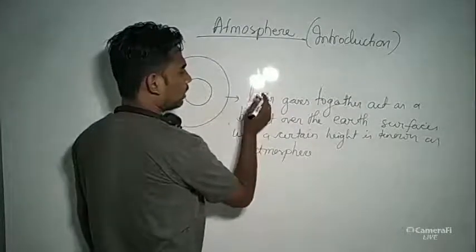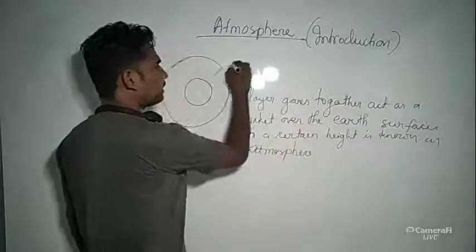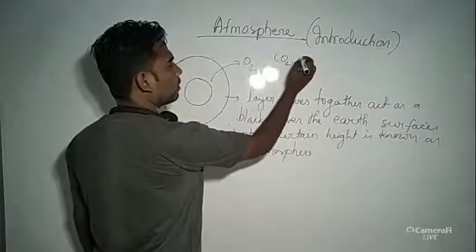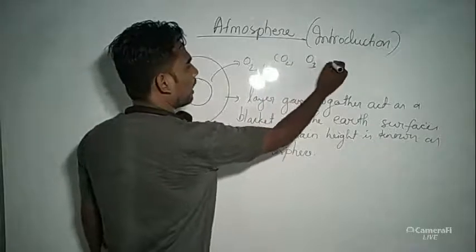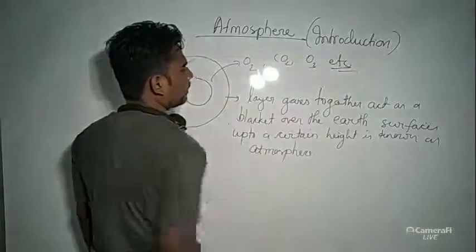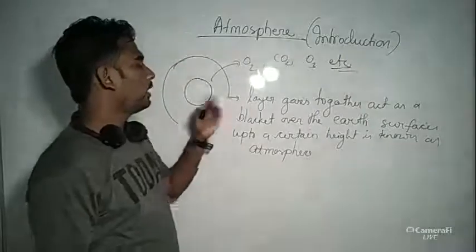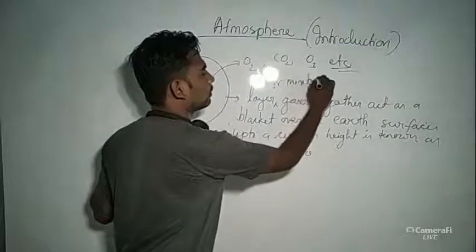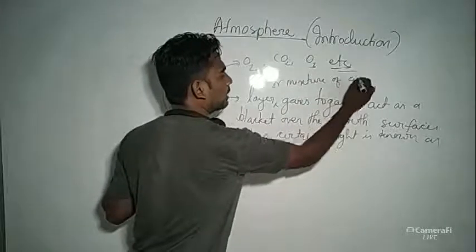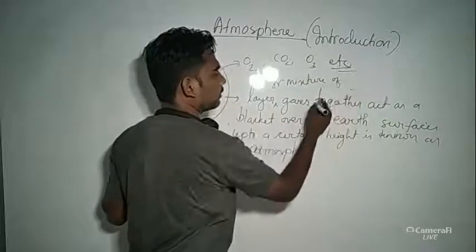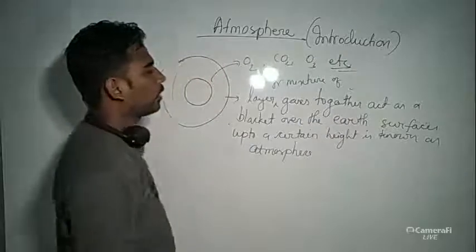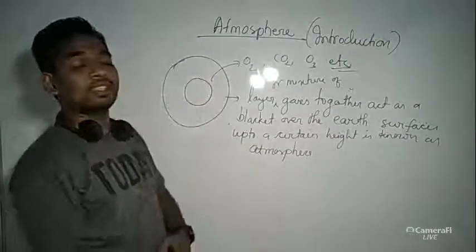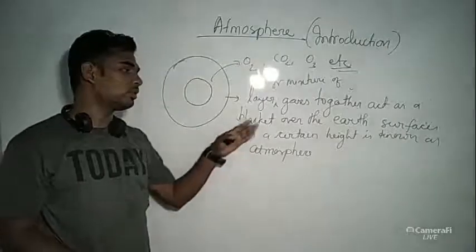Here we find different gases. We know about oxygen, carbon dioxide, ozone and many other gases. So here we find the layer or mixture of gases that together act as a blanket over the earth's surface, up to a certain height.